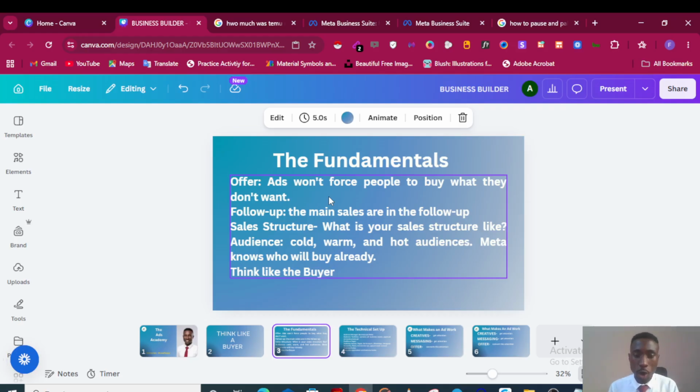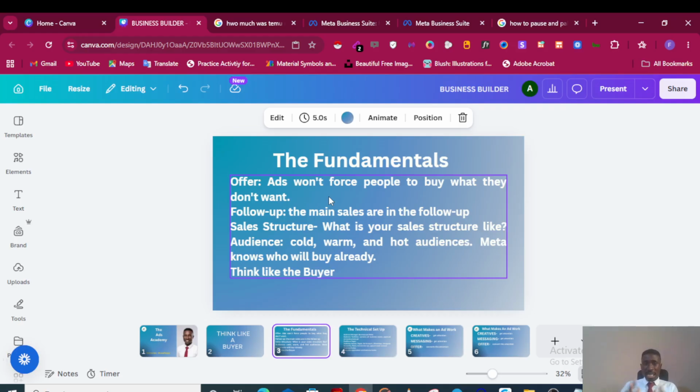Number two is follow up. And I said the main sales are in the follow up. Once again, remember, think like a buyer. Think as if you are the one that wants to make purchases. Now, think about it. How many times have you bought something the first time you ever saw the ad, when you have not been thinking about it before? Most likely, you just checked the ad because you loved what the person was doing. You checked it out and you're like, okay, maybe I'll buy in the next 2 months, the next 3 months, the next 4 months.